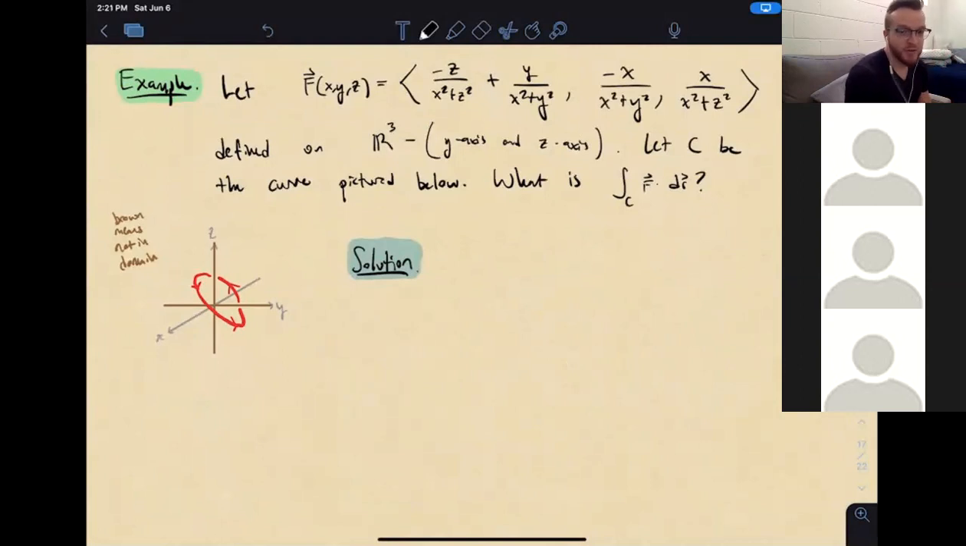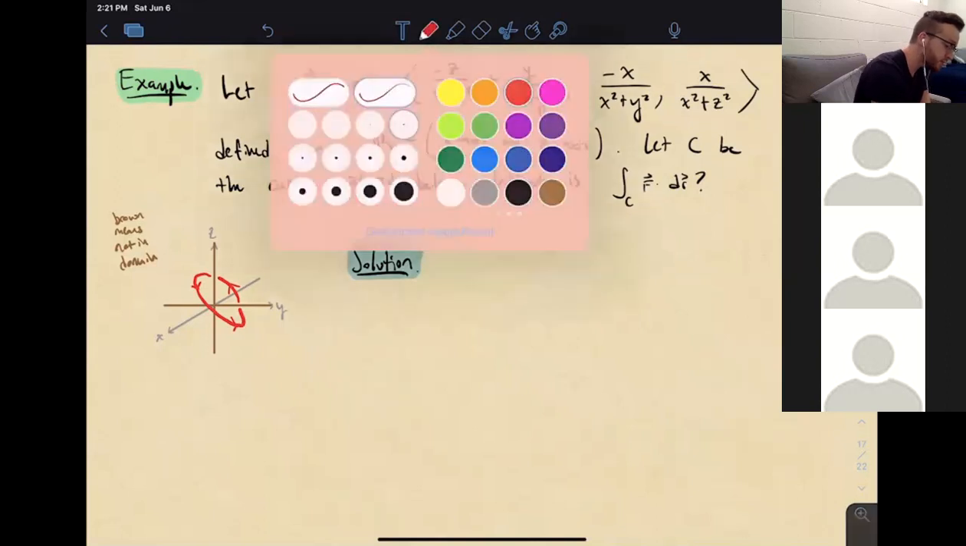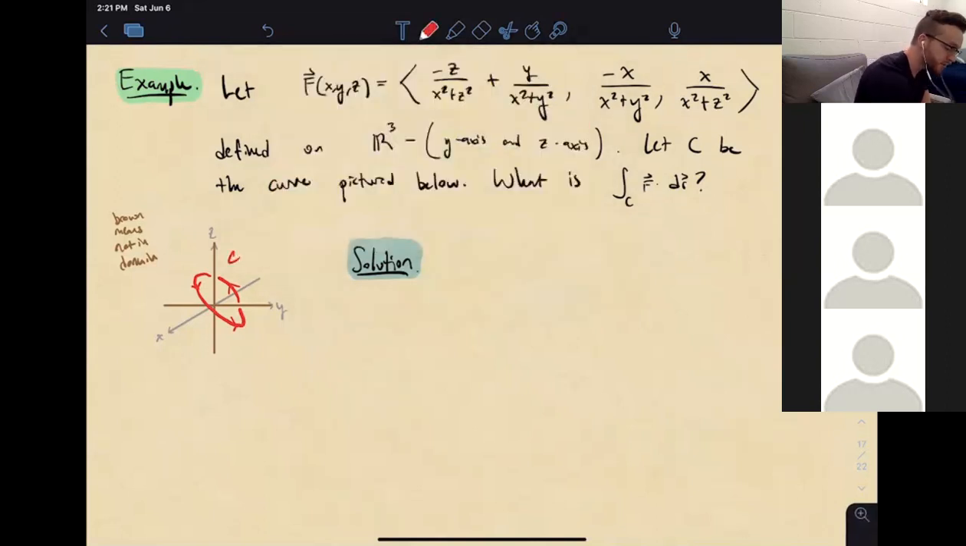So we have a vector field, which looks like that. And I'm telling you that it's defined on all of R3 except for the y-axis and the z-axis. And I drew some curve in this picture. So we're going to have to rely on my artistic abilities here. And the question is, surprise, what is the integral of f along the curve?